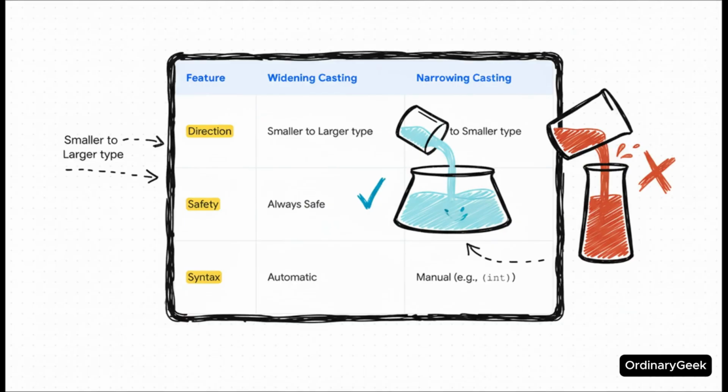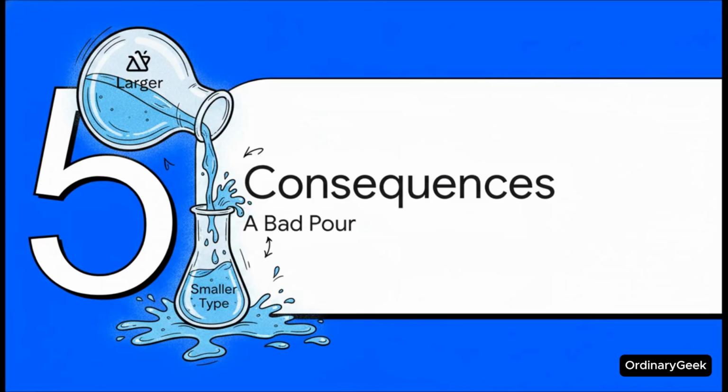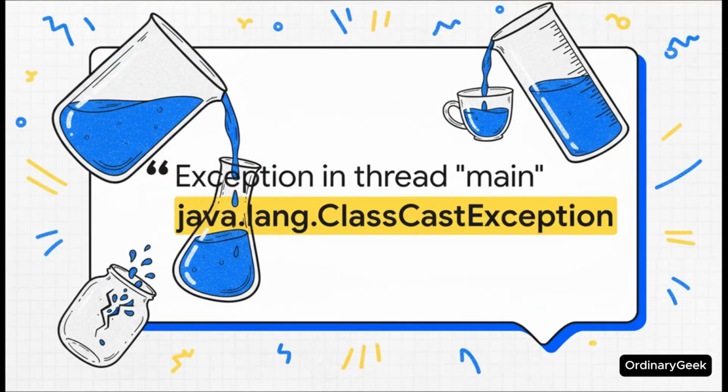So if you remember one thing, let it be this. It's all summarized right here. Widening, small to large, always safe, always automatic. Narrowing, large to small, always risky, and you must do it manually. Seriously, this slide is the perfect cheat sheet. So far, we've talked about losing a bit of decimal data, which might not seem like the end of the world. But what happens when you make a really bad pour, especially when you're dealing with more complex things called objects? Well, you get this.